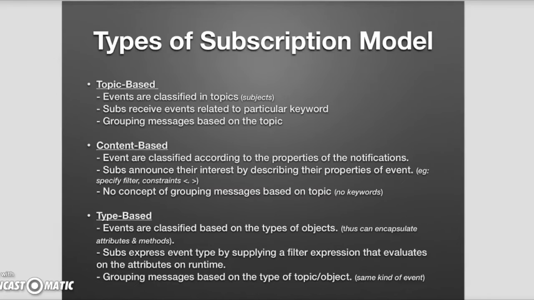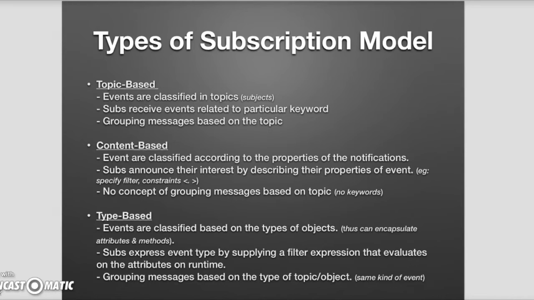So now moving on to the types of subscription model. There are quite a number of different models, but I have chosen topic-based, content-based, and type-based. In topic-based, the events or messages are classified into topics, which are subjects such as keywords. This is similar to the concept of the zoo, where the animals only listen to a certain operation called sit. That's the topic name or the keyword. So they group the messages based on the topic that they want to hear.